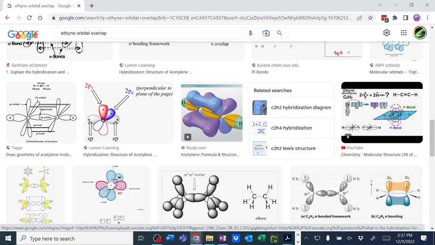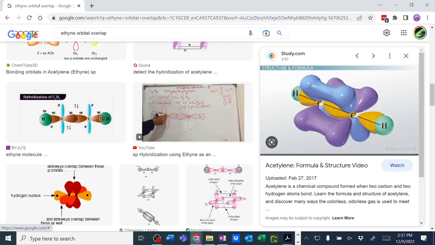There we go. That's the one we want. It's a couch. So we have our sigma bond, which is in yellow. We have our first pi bond, which is in blue, and we have our second pi bond, which is in purple.